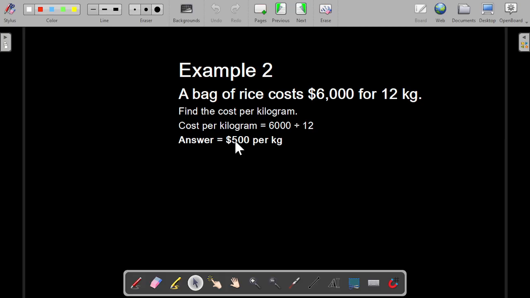Now, the cost. You went to the market and you buy a quantity of stuff. For you to know the cost for each, you divide the amount of money you paid by the quantity, then it will give you the cost of each of them. Just as simple as that, as you can see. So you have $500 per kg of rice.